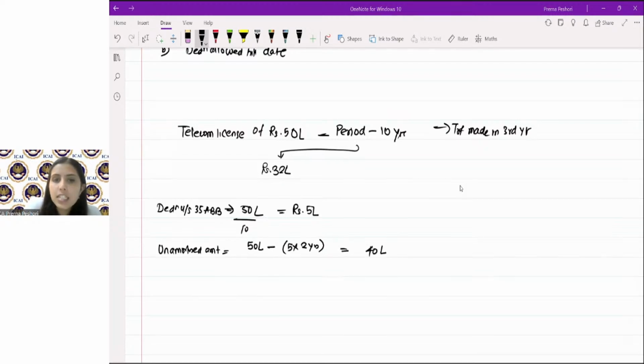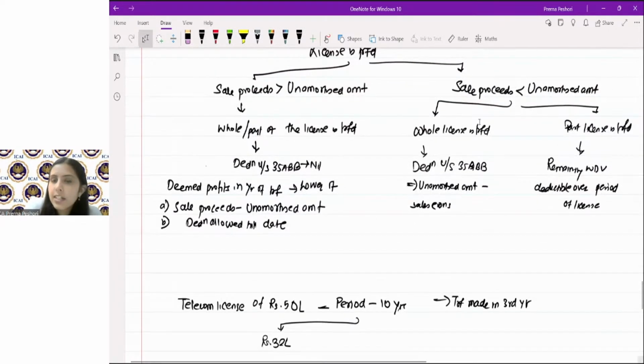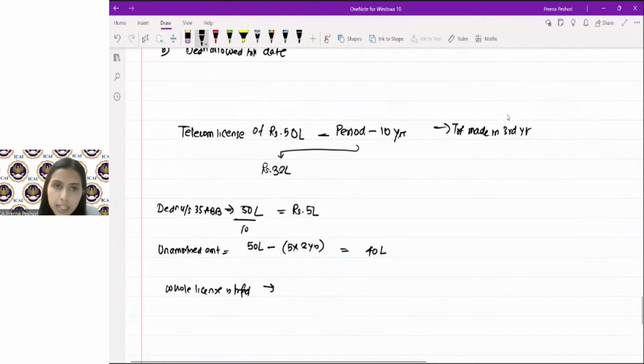So if the whole of the license is transferred, then in this case my unamortized amount is greater than the sale proceeds. So here my sale proceeds, which is how much? Okay, I have not given you the sale proceeds. Oh, sorry, 32 lakh is the sale proceeds. So 32 lakh is lesser than the 40 lakhs. And the whole of the license is transferred.